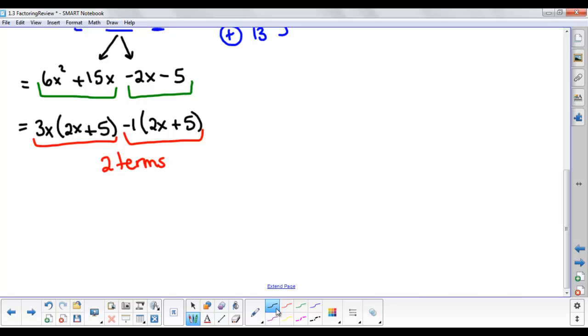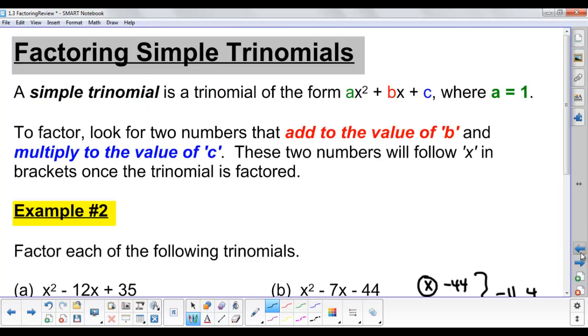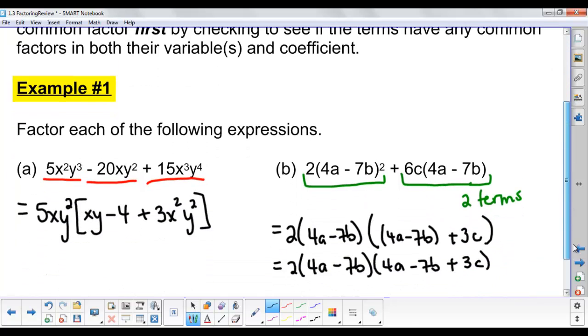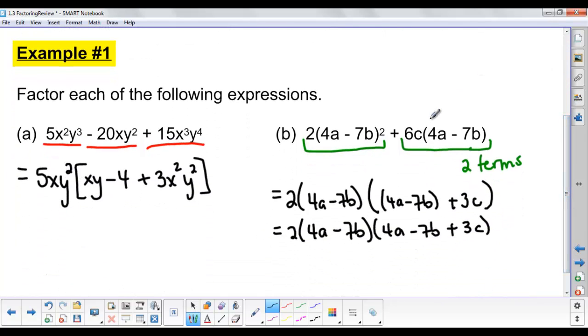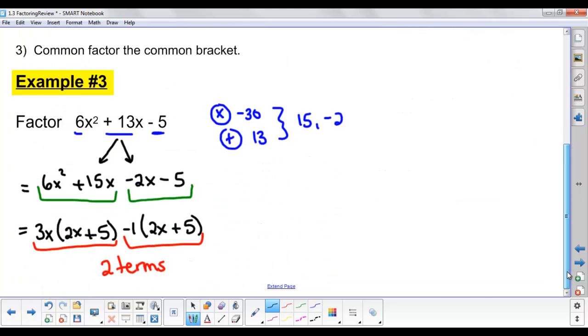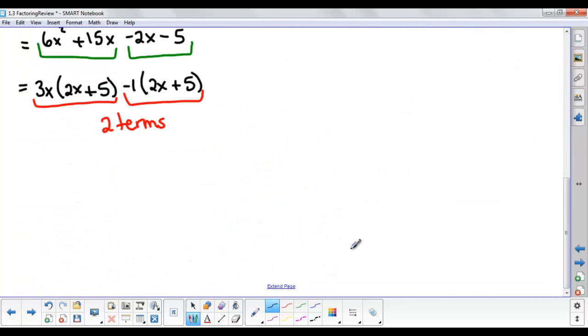And just like we did on the previous page, in this area right here, we're going to common factor the bracket out, just like we did in example 1b. So I'm just going to go back to our example. Okay, so the bracket 2x plus 5 is what's common. And if I took this term and I divided by 2x plus 5, the 3x is what's left over.